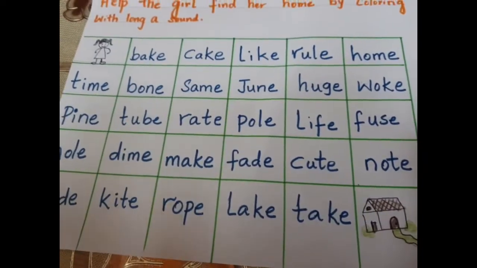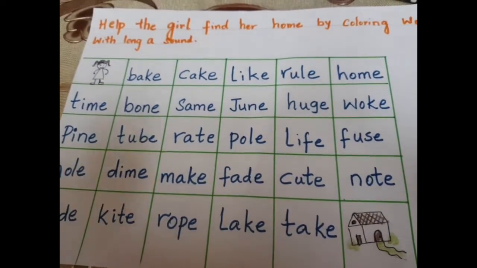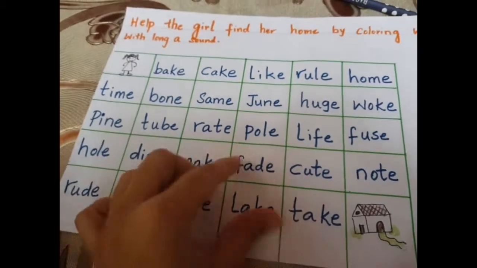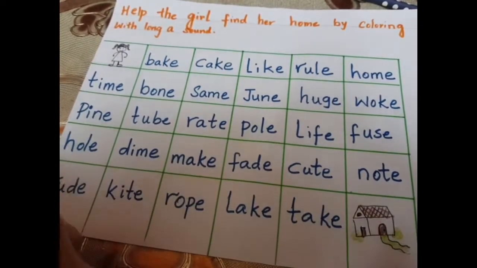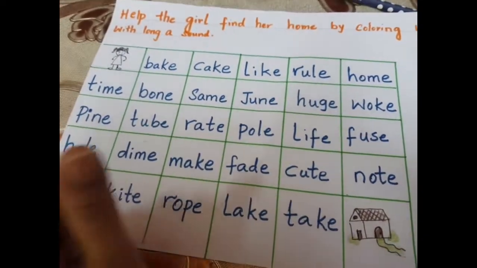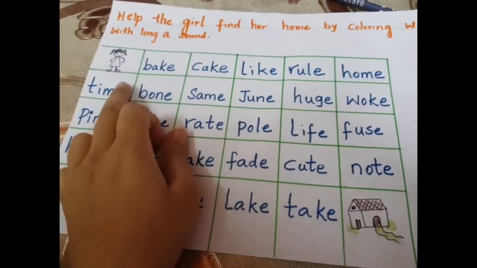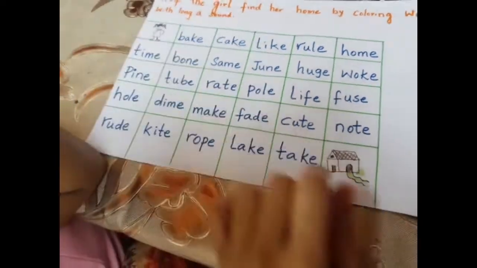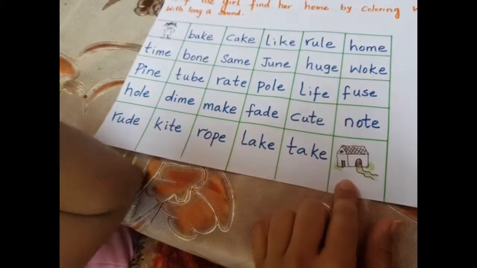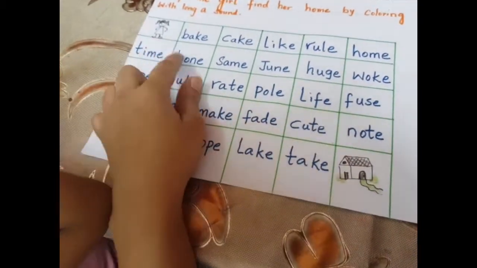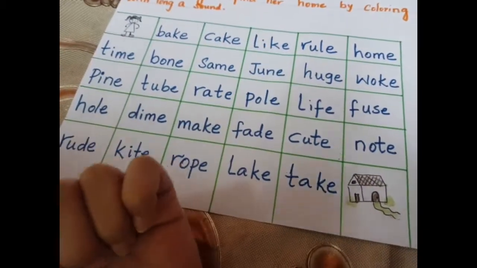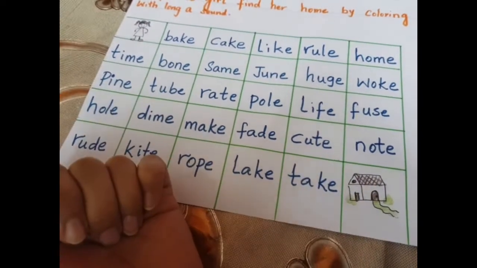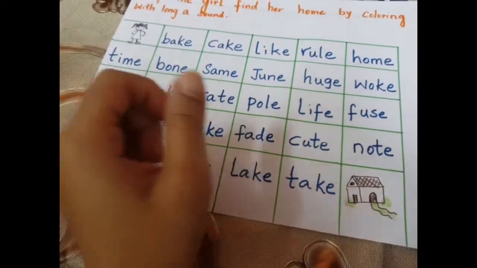So here Fizza, this is another activity for you. By now you know how to read the four-letter word with a long sound, yes? So in this activity, this girl has lost her home. Here is her home. But she wants to know the way to go to her home. So will you help her? How will you help her? Color. You have to color.